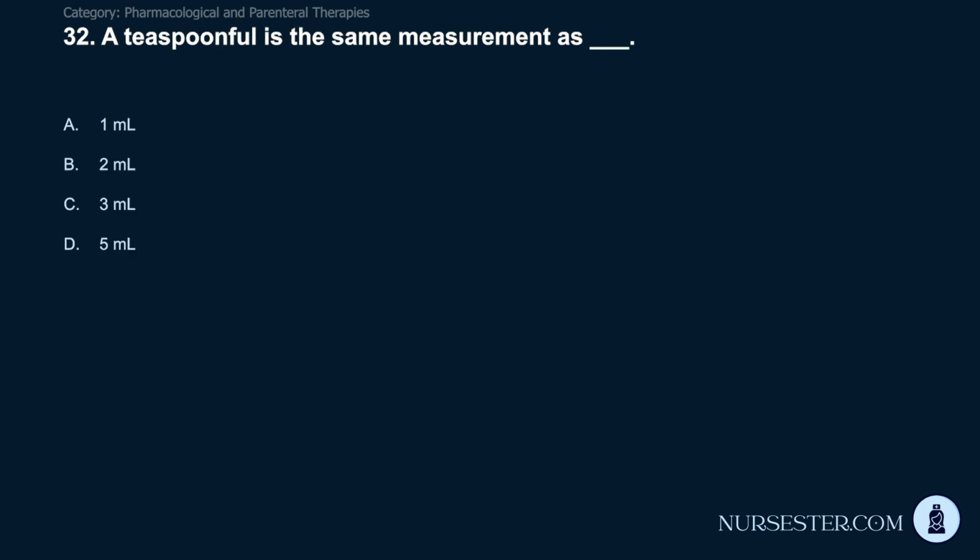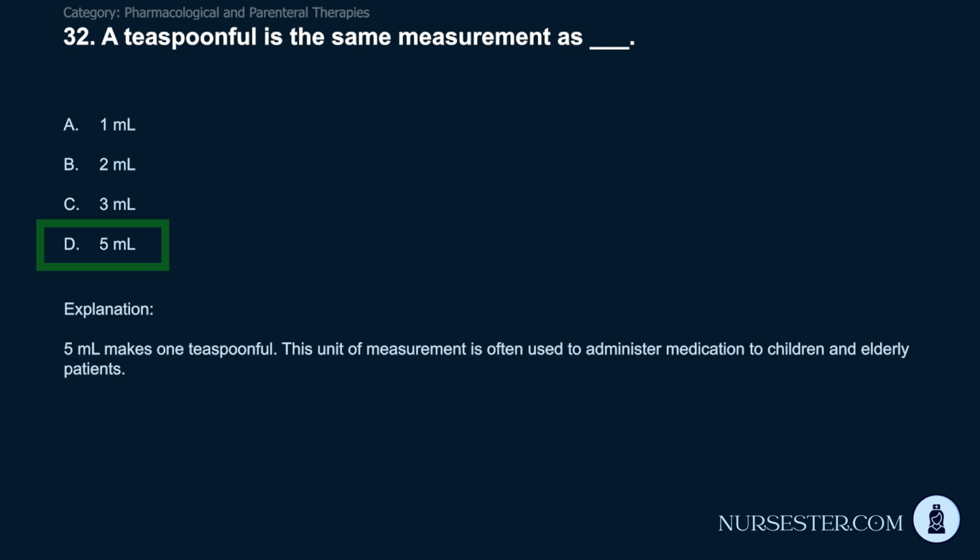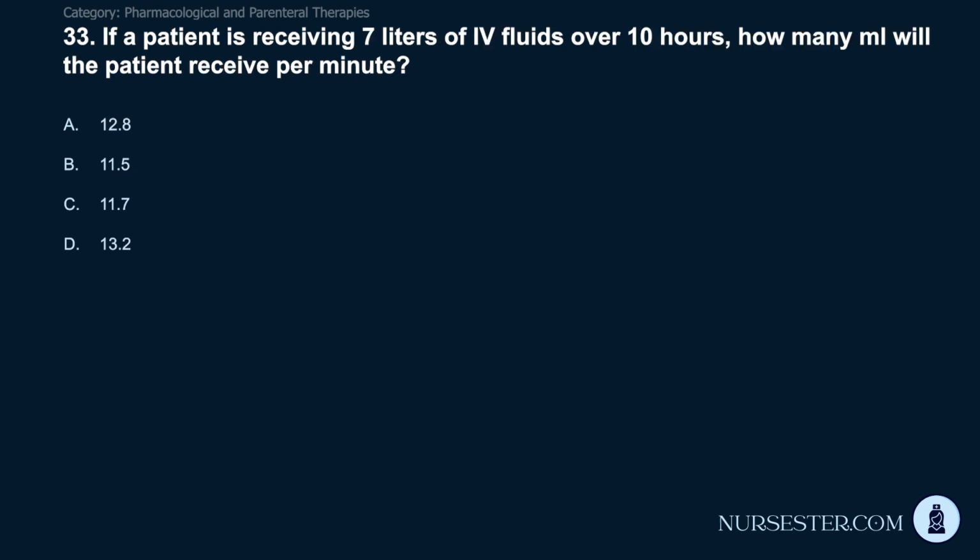32. A teaspoonful is the same measurement as _. A. 1 milliliter. B. 2 milliliters. C. 3 milliliters. D. 5 milliliters. Correct answer, D. 5 milliliters. 5 milliliters makes 1 teaspoonful. This unit of measurement is often used to administer medication to children and elderly patients.